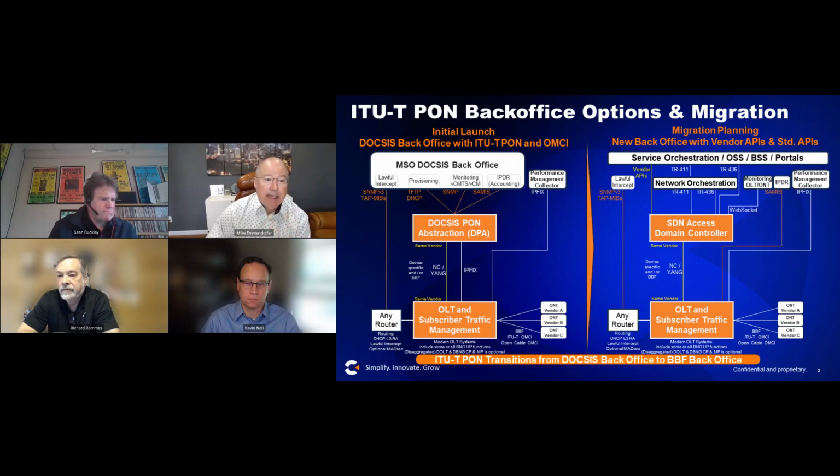But cable and its members aren't really wanting to stop there. Some are looking at maybe leveraging some of the DOCSIS back office interfaces. In this example, you can see that lawful intercept and even IPDR is still leveraged, but then there would be a new provisioning interface as well as a new monitoring interface.